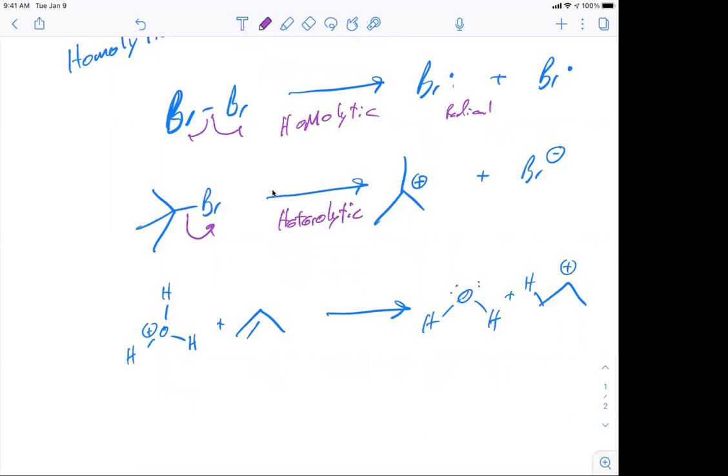And then this one's a little different, but we have a pi bond. The pi bond is picking off a proton, right? So both electrons are going from the pi bond, giving us a positive charge, taking the positive away from this, and this is also heterolytic.